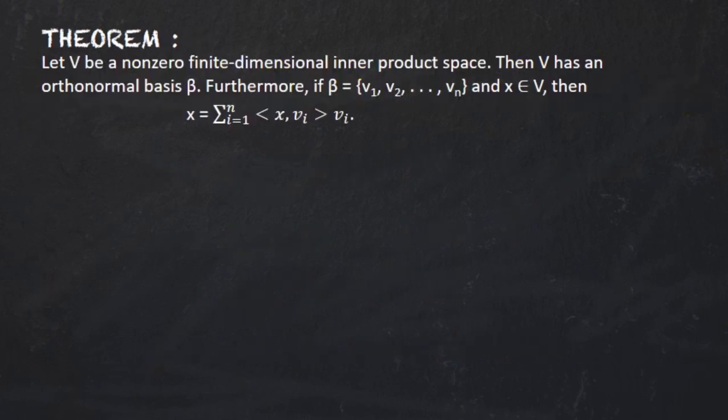So the theorem says that if V is a non-zero finite dimensional inner product space, then V has an orthonormal basis beta, and if beta consists of v1, v2 and so on till vn, and x is a vector in V, then we can write x as summation i varying from 1 to n inner product of x with vi times vi. So let's see the proof.